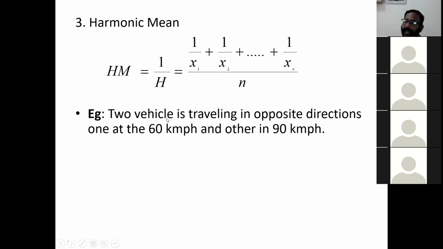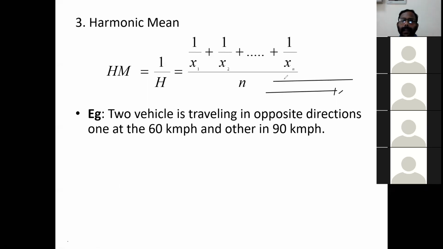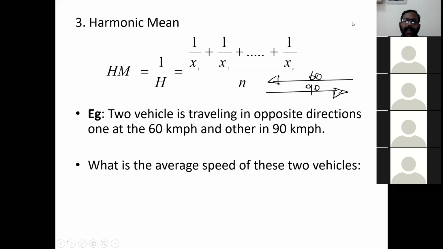Now let's take an example on that. Two vehicles are traveling in opposite directions, right? One vehicle is traveling in this direction, the other vehicle is traveling in the other direction. One is traveling at 60 kilometer per hour. The other one is traveling at 90 kilometer per hour. Two vehicles traveling in two different directions and at two different speeds as well. So the question is, what is the average speed between these two vehicles?